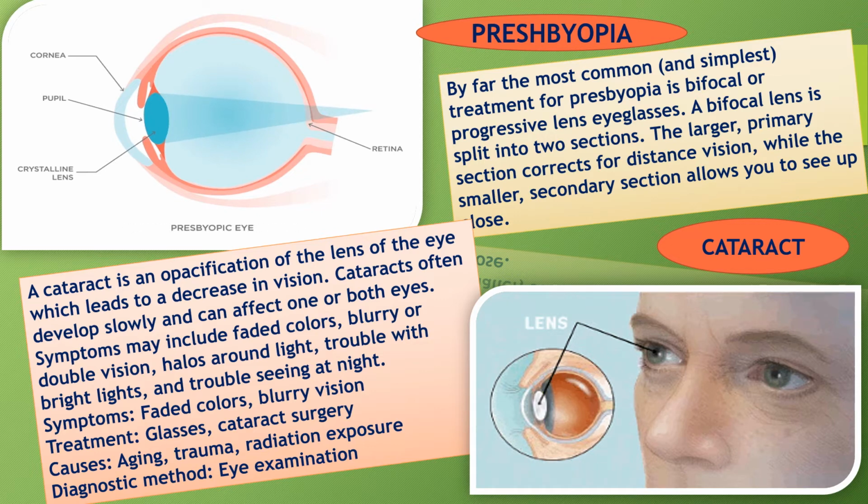Now, the next one, that is cataract. A cataract is an opacification of the lens of the eye which leads to a decrease in vision. Cataracts often develop slowly and can affect one or both eyes. Symptoms may include faded colors, blurry or double vision, halos around light, trouble with bright lights, and trouble seeing at night. Treatment: glasses, cataract surgery. Causes: aging, trauma, radiation exposure.